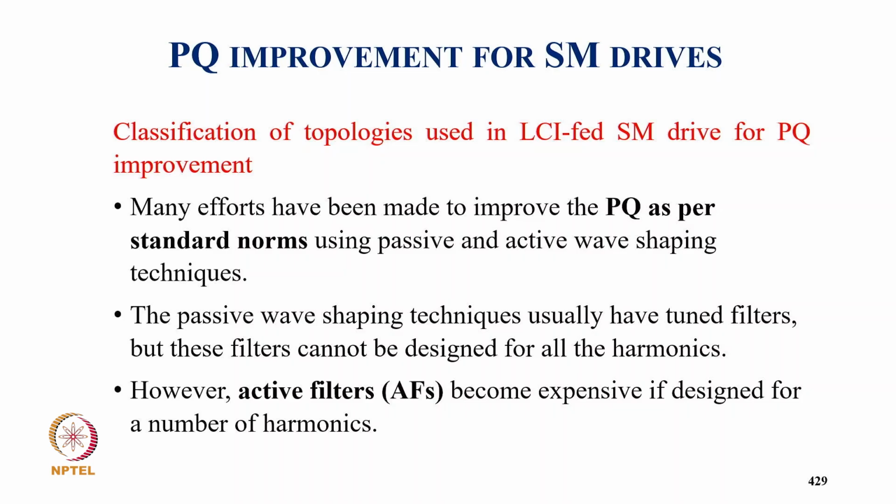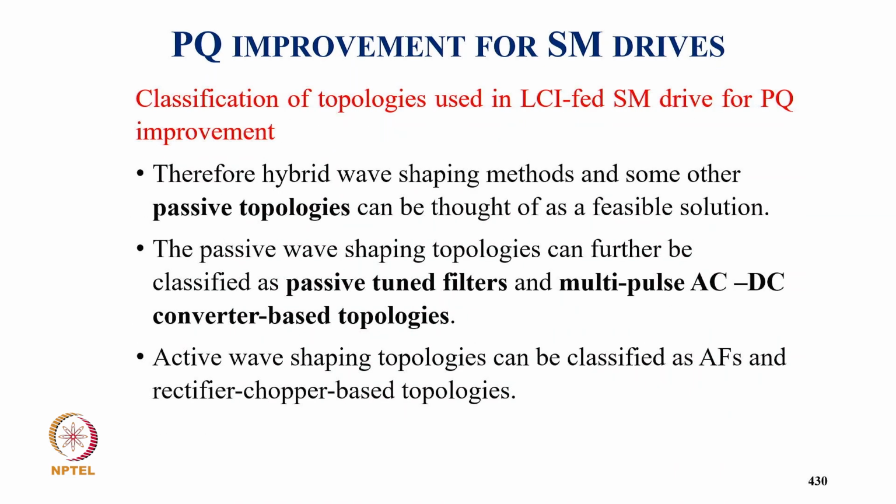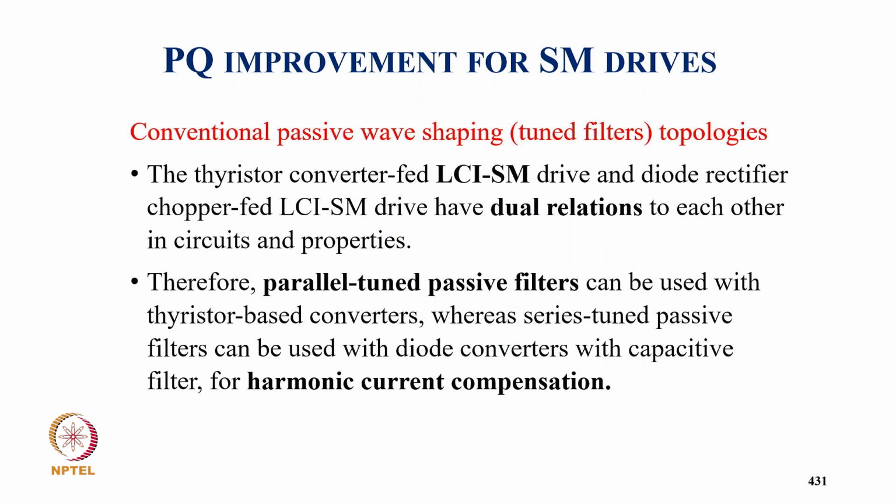So many efforts have been made to improve the power quality as per the standard norms using passive and active wave shaping techniques. The passive wave shaping technique usually has tuned filters, but the filters cannot be designed for all harmonics. However, active filters become expensive if designed for a number of harmonics. Therefore, the hybrid wave shaping methods and some other passive topologies can be thought of as a feasible solution. And the passive wave shaping topology can further be classified as passive tuned filter or multiple AC/DC converter based topology. And active wave shaping topology can be classified as active filters and rectifier chopper based.